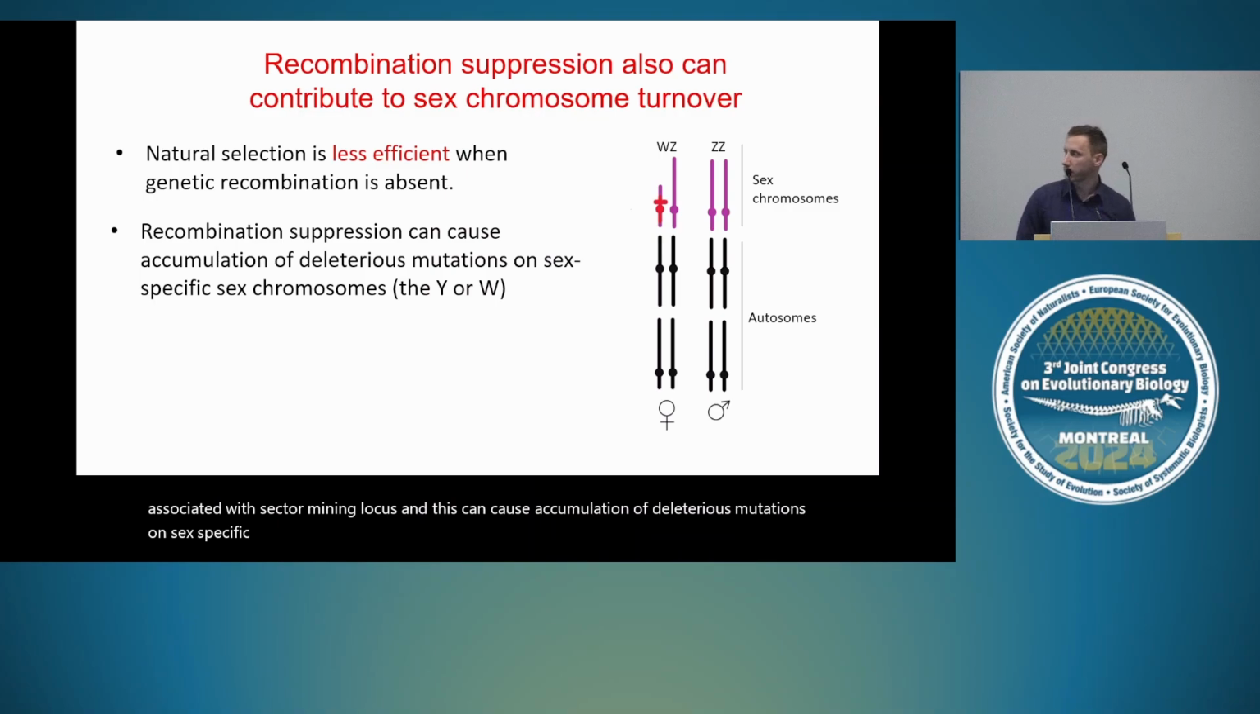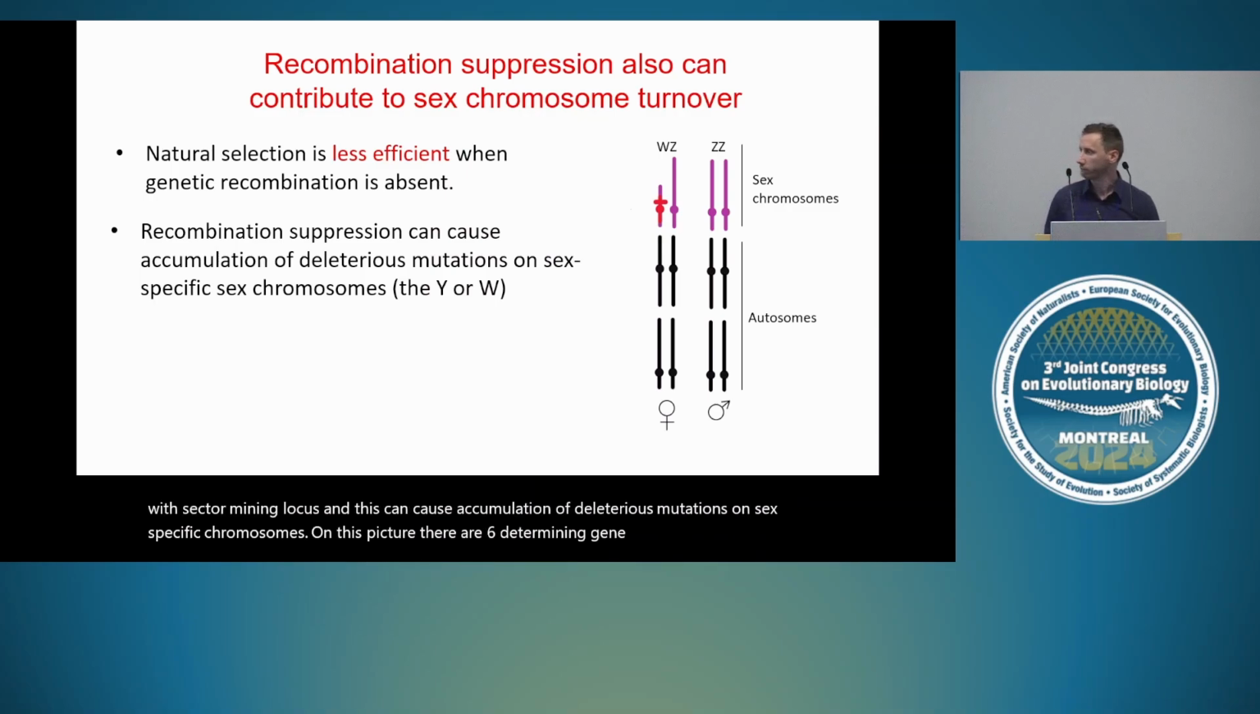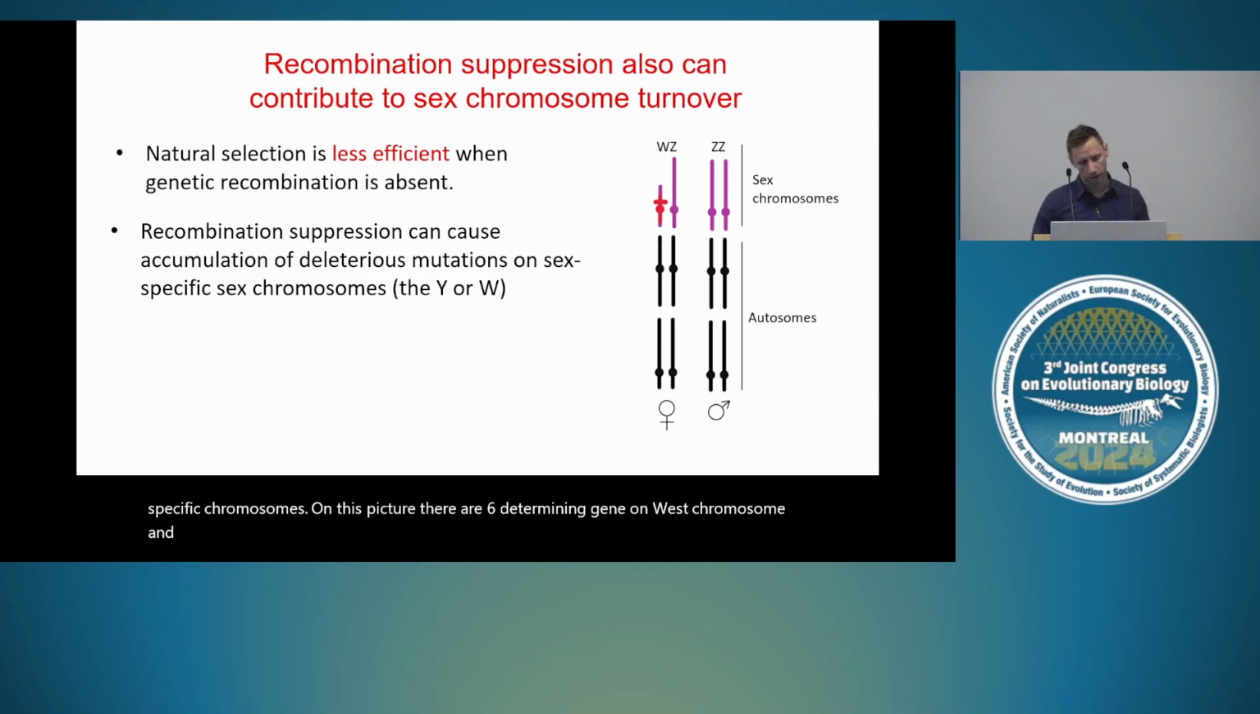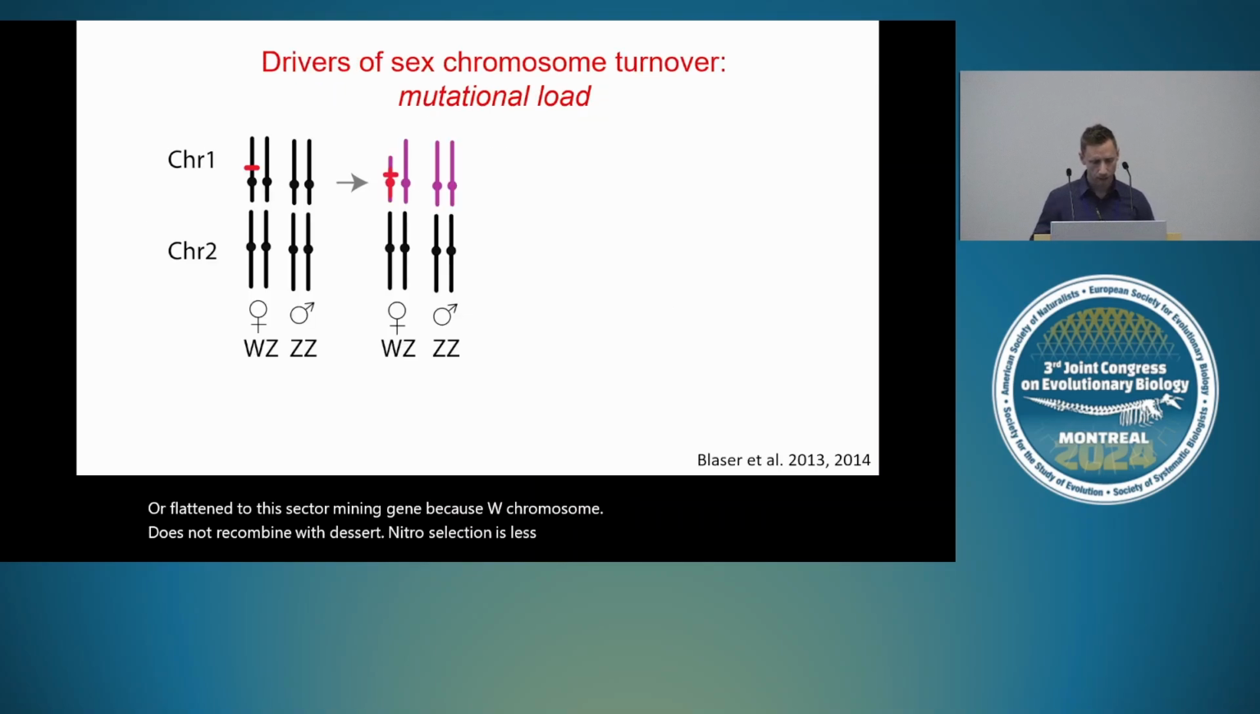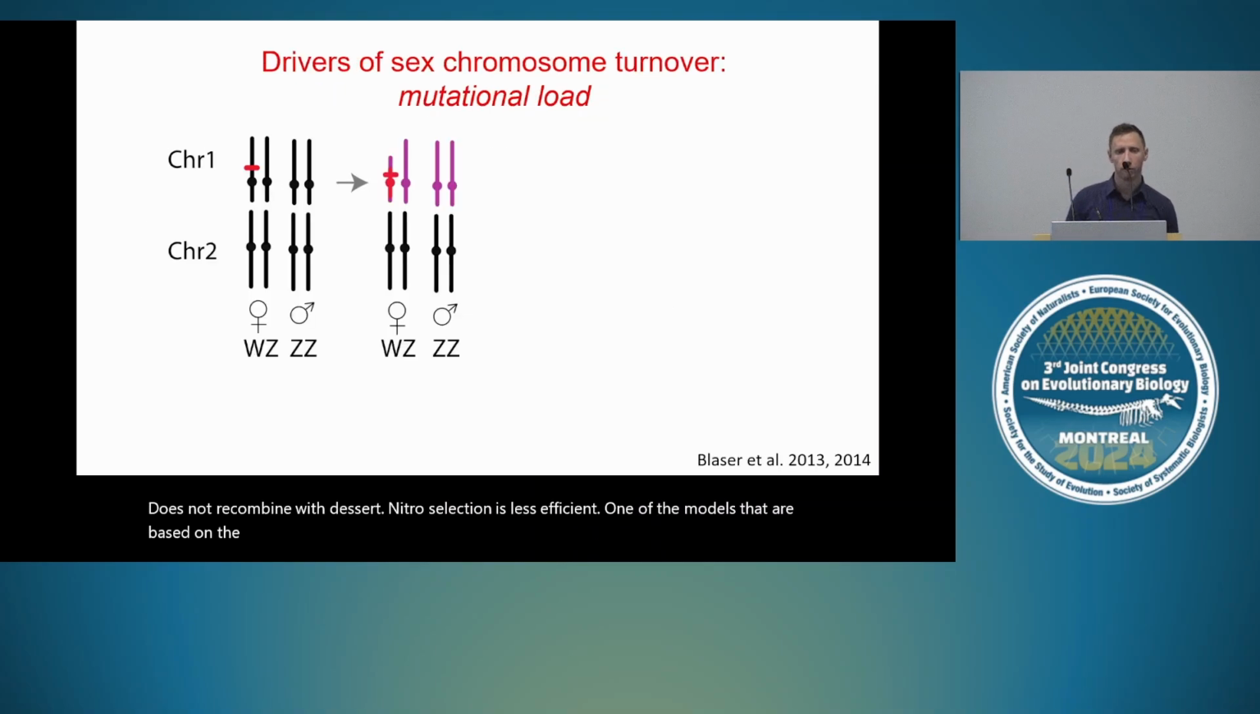On this picture, there is a sex-determining gene on W chromosome, and deleterious mutations are linked to this sex-determining gene, and because W chromosome does not recombine with Z, natural selection is less efficient. And one of the models that are based on recombination suppression is the mutational load model.